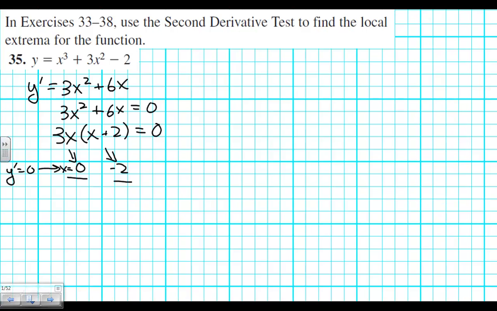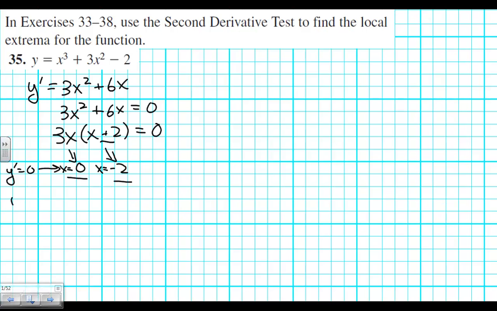But I don't understand. If you did 3 times 0, and then 0 plus 2, wouldn't it equal 2? No. If I put in 0 for x here, I get 0 times something is equal to 0. Oh, okay. And if I put negative 2 in here, I get 0 times something is equal to 0. Okay, I got it.